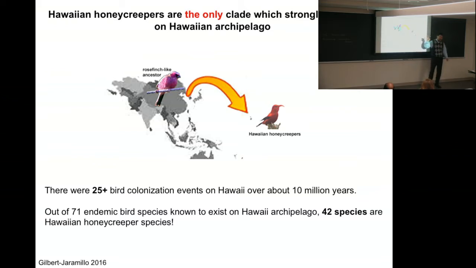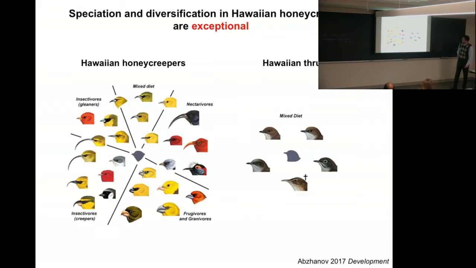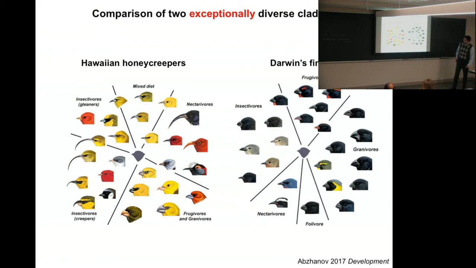So there were many, many opportunities, many invaders, and only one clade that took advantage of these conditions. The only other clade that managed to produce any kind of radiation are the so-called Hawaiian thrushes, which arrived there about the same time. They evolved into five species, one of them is now extinct. So it doesn't compare to what you see in Darwin's finches. However, Hawaiian honeycreepers do compare in terms of species richness and diversification to Darwin's finches.